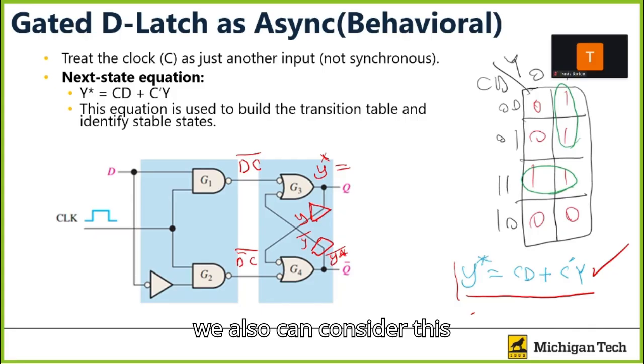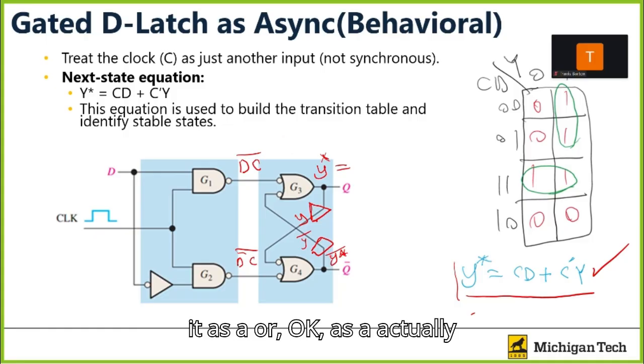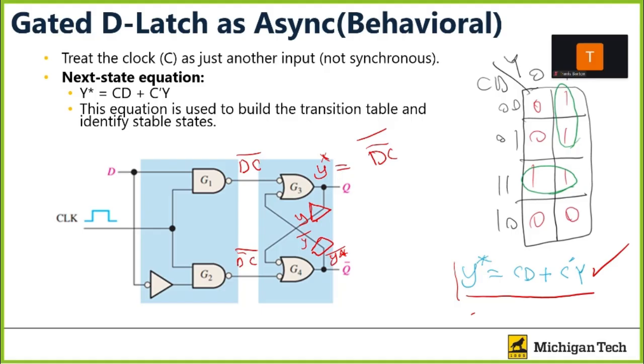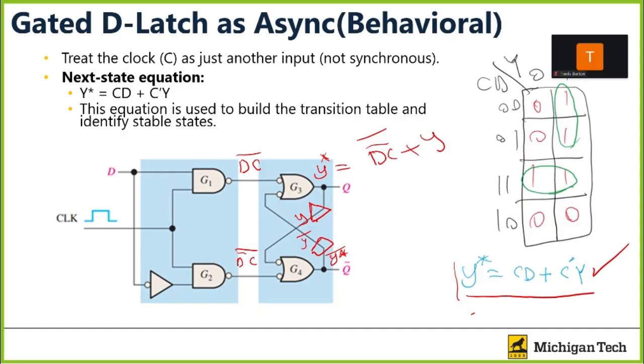So Y star is actually, we can also consider this in NAND form, which is the same, so we can write it in NAND form to be consistent, but they are equal, or just OR. It doesn't matter. Let's write it as an OR, like this: DC bar plus, or, what is this? Y, y bar, after that it becomes y. Am I right?